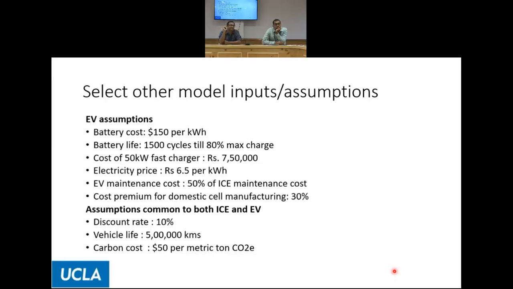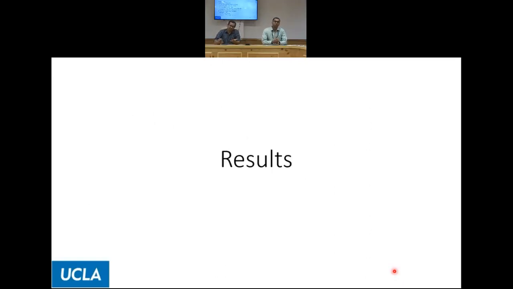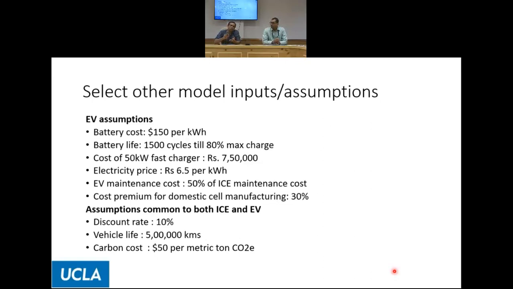And then I put a 30% premium for domestically made batteries. A discount rate of 10%. The life of the vehicle is 5 lakh kilometers. And the carbon cost is $50 a ton. So that concludes my assumptions on internal combustion engine, on taxes, on pollution, on batteries, on imports.